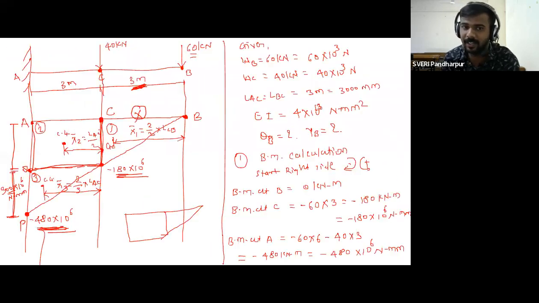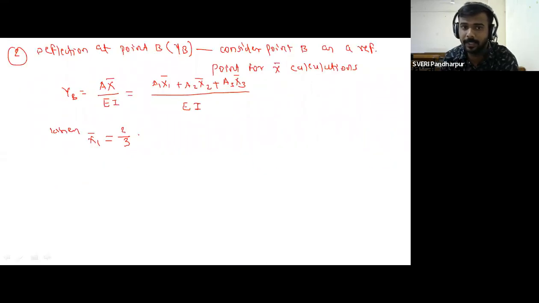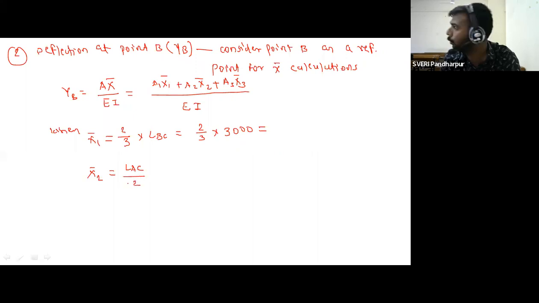Which section is there under section 1? Triangular section is there. For the triangular section, what is the formula? I have written on the figure also. 2 by 3 into length of BC, correct? So 2 by 3 into 3000, which is equal to. Similarly, x2 bar is equal to L of AC divided by 2.